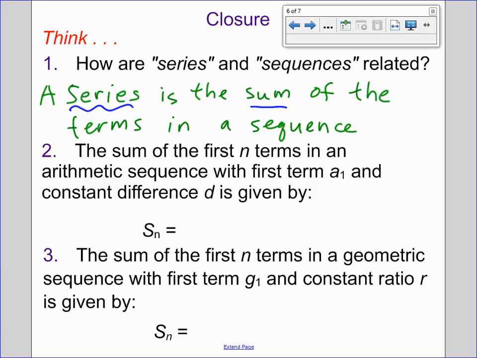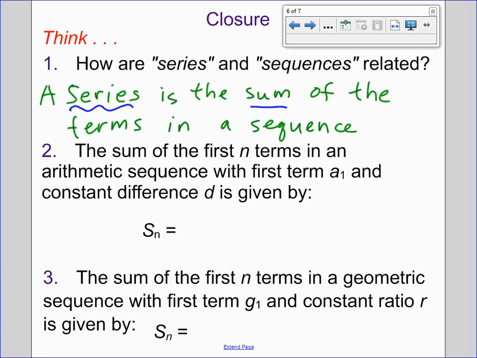The sum of the first n terms in an arithmetic sequence with first term a sub 1 and constant difference d is given by. So what's the sum of those first n terms, right? Generalized. Sophia? What's my formula for the sum of arithmetic? Yeah, perfect. Oh, you're saying n. Gotcha. Sorry. n times (a sub 1 plus a sub n) divided by 2. Awesome. Raise your hand if you have the same thing as Sophia.